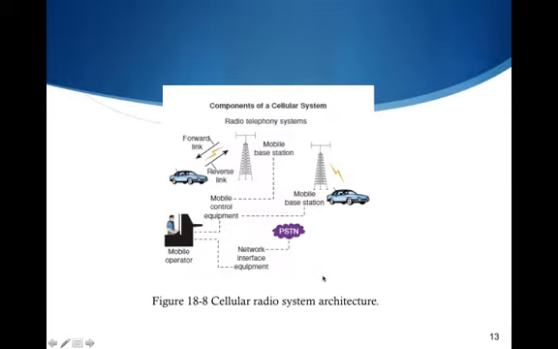And this is components of a cellular system. So a forward link and a reverse link is the example of this, and these are actually in cells. So as the car is traveling, the reverse link would be to the tower before.